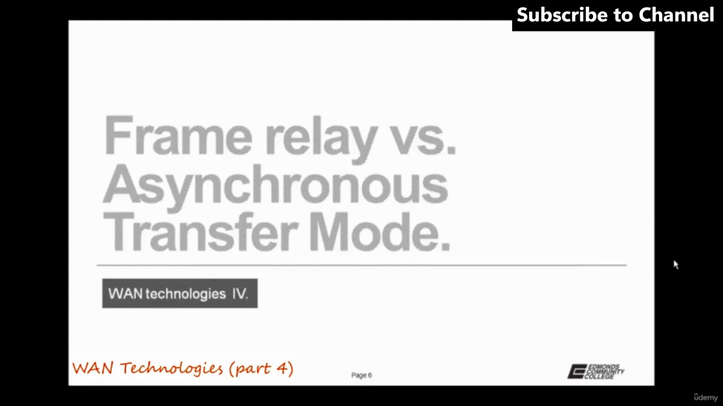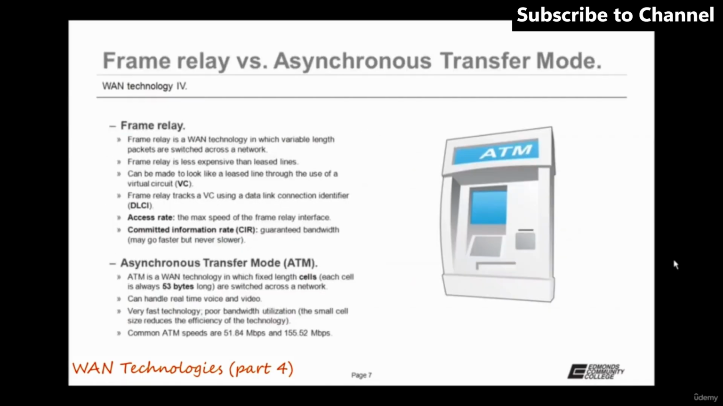Now let's talk about the differences between frame relay and asynchronous transfer mode. Frame relay is a WAN technology in which variable length packets are switched across a network. Frame relay is less expensive than leased lines, but frame relay can be made to look like a leased line through virtual circuits or VCs. A frame relay network will track a VC using a data link connection identifier to identify the ends of the VC. There are two terms associated with frame relay that you should be aware of.